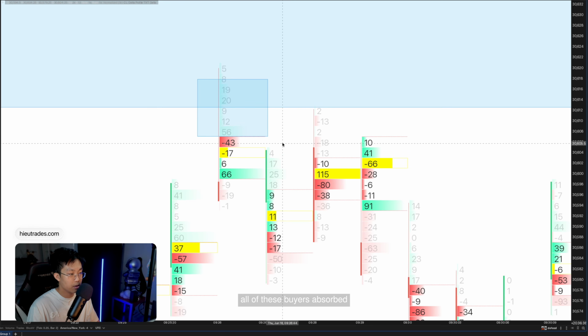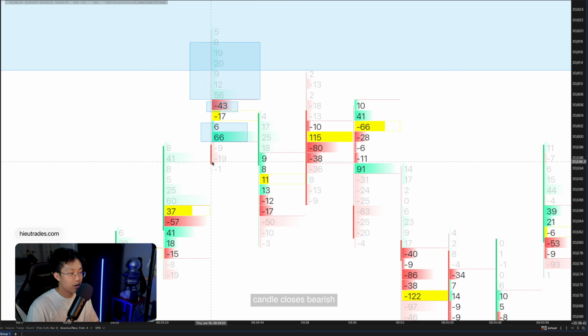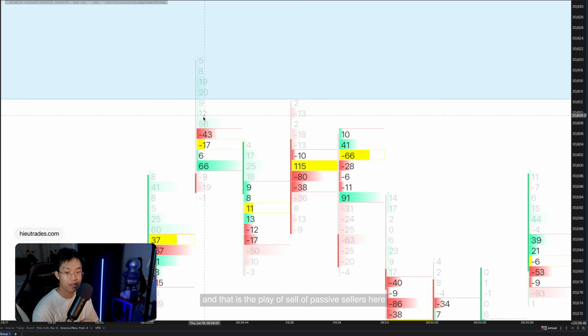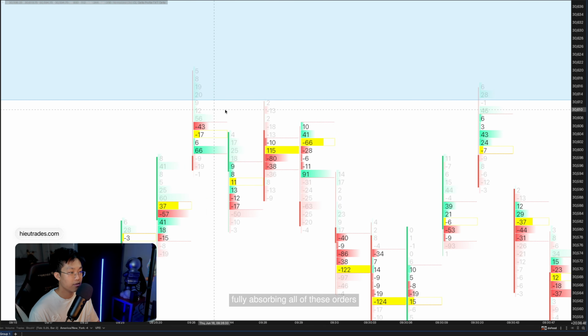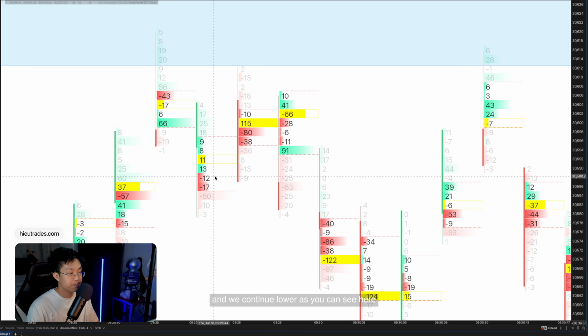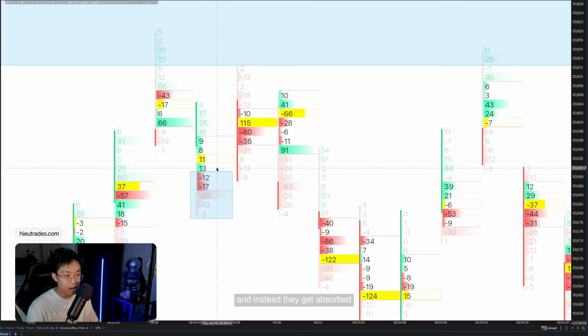All of these buyers absorbed, selling steps in, further absorption of buyers, candle closes bearish. And that is the play of passive sellers here, fully absorbing all of these orders, and we continue lower. As you can see here, the next candle, sellers were unable to initiate lower, and instead they get absorbed.